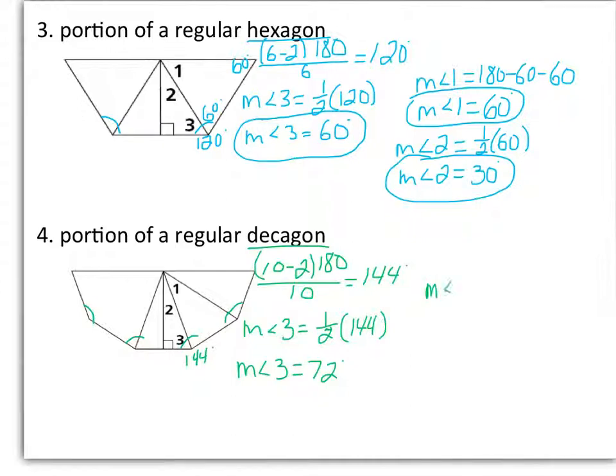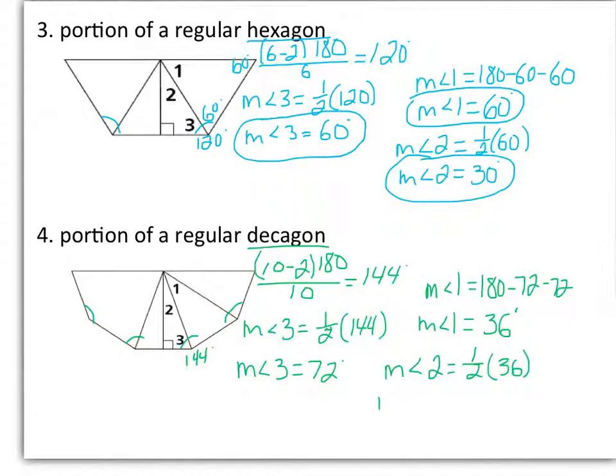Next, let's find the measure of angle 1. So 180 minus 72 minus 72. So the measure of angle 1 is 36 degrees. And lastly, the measure of angle 2 will be half the measure of angle 1, or in this case half of 36. So the measure of angle 2 is 18 degrees.